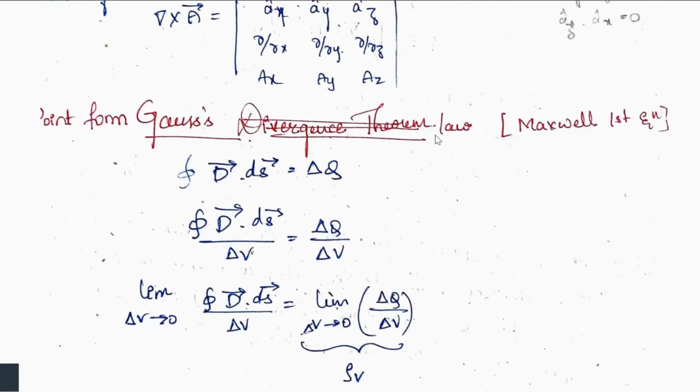Next topic is the point form of the Gauss law, that is also called Maxwell's first equation. The surface integral of D vector dot dS is equal to delta Q. If you divide both sides by delta v, then you will get the limit as delta v tends to 0 of the integral of D vector dot dS vector divided by delta v, that is the limit as delta v tends to 0 of delta Q by delta v, which is rho v.